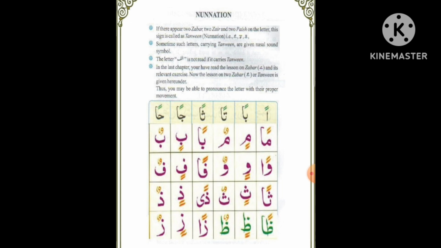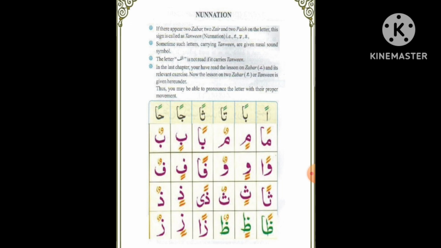Ta two zabar tan. Sa two zabar san. Jim two zabar jan. Ha two zabar han. Mim two zabar man. Then you have mim two zair. When you say mim zair, it is mi. Then you have to join the sound. Mi, min. Okay, mim two zair, min.